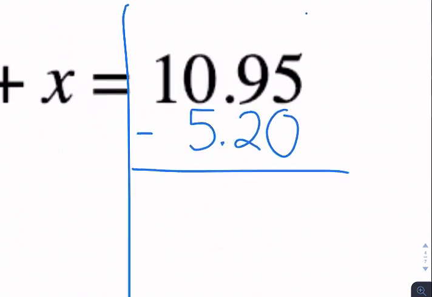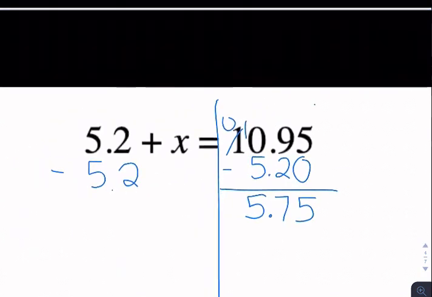But we subtract. So 5 minus 0 is 5. 9 minus 2 is 7. My decimal just goes straight down from my problem. I can't do 0 minus 5, so I borrow. 10 minus 5 is 5. So I get x equals 5.75. That was not too bad of a problem.